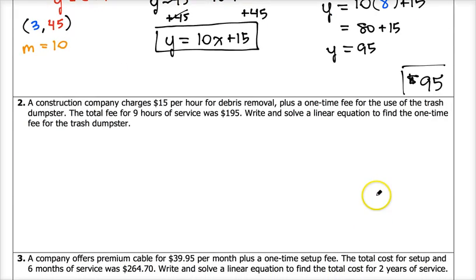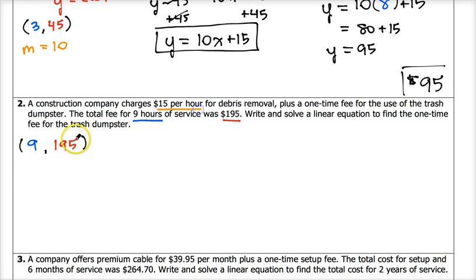Okay, number 2, we have a construction company charging $15 per hour for debris removal, plus a one-time fee for the use of the trash dumpster. It says the total fee for 9 hours of service was $195. So again, we're given a specific time, along with a specific cost. So this is a point and slope problem because here is our point. If we let x be the time and y be the dollar amount, our point is (9, 195), and we're given a rate of change, $15 per hour.